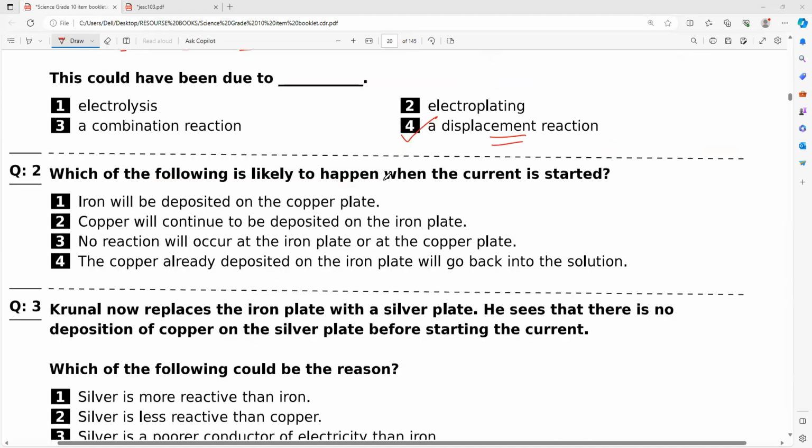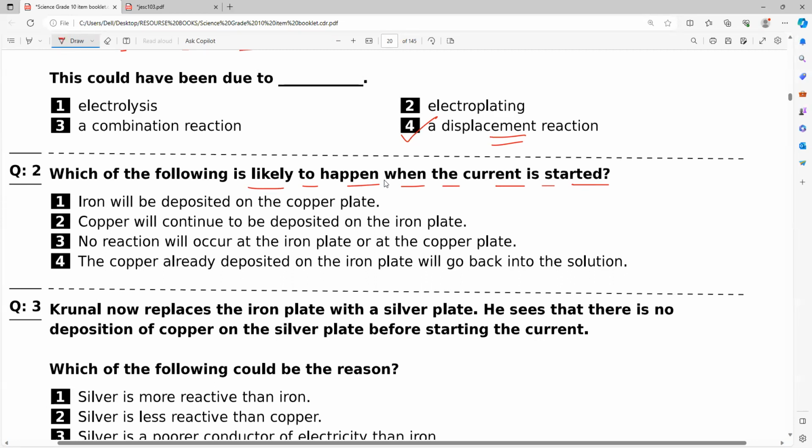Next, second question. Which of the following is likely to happen when the current is started? Anybody? When the current is on, what will happen? The electrolysis process will take place continuously. The copper is going to be deposited on where? Everybody. Continuously copper is going to be deposited on where? All of you. Iron plate.